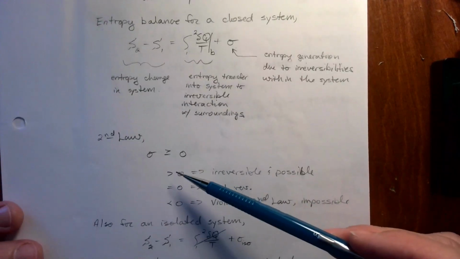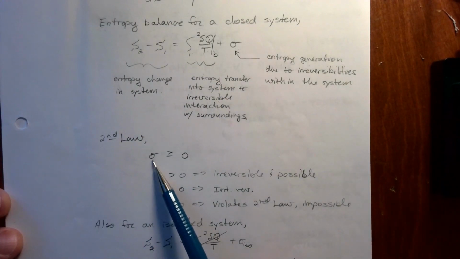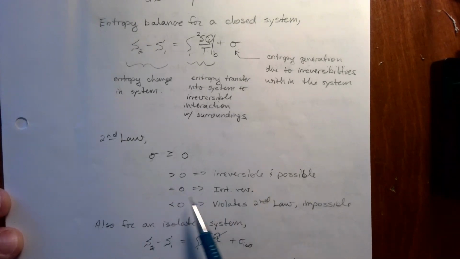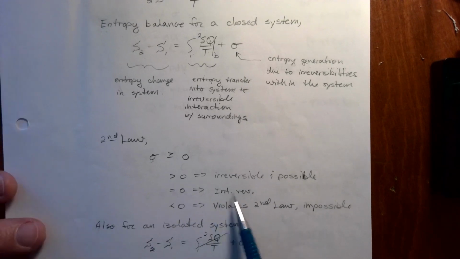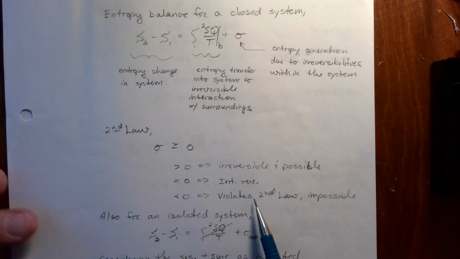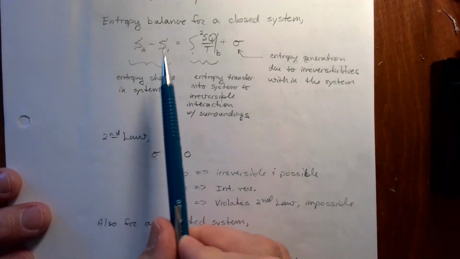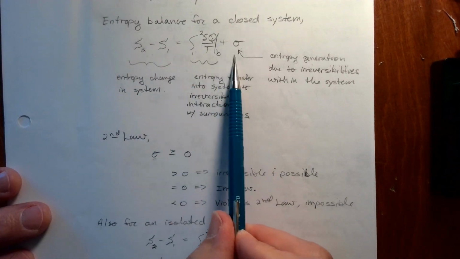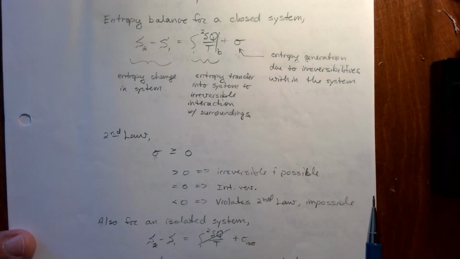So now we have a means of evaluating the second law. Use this entropy balance equation, solve it for sigma, and then check the sign of sigma. If sigma is positive, theoretically possible, irreversible device. If it's equal to 0, then we have an internally reversible process, so the theoretical limit effectively. If it's less than 0, then that violates the second law. So it's sigma or entropy generation that you use to check the second law, not the entropy change. Now sometimes the entropy change is coincidentally equal to sigma, the entropy generation, but it's the entropy generation that actually allows you to evaluate the second law.